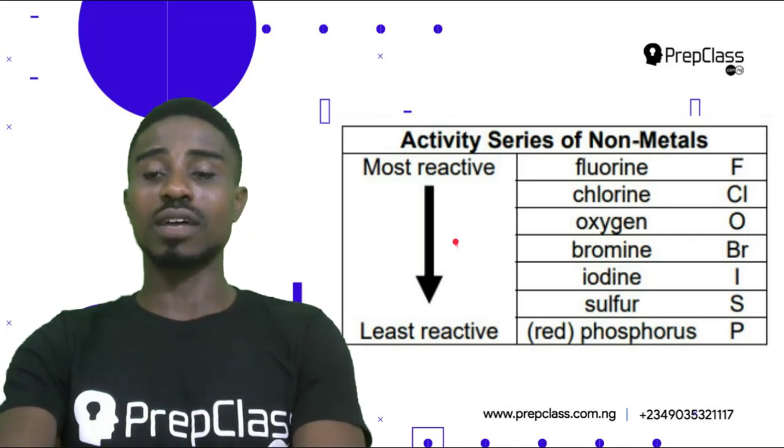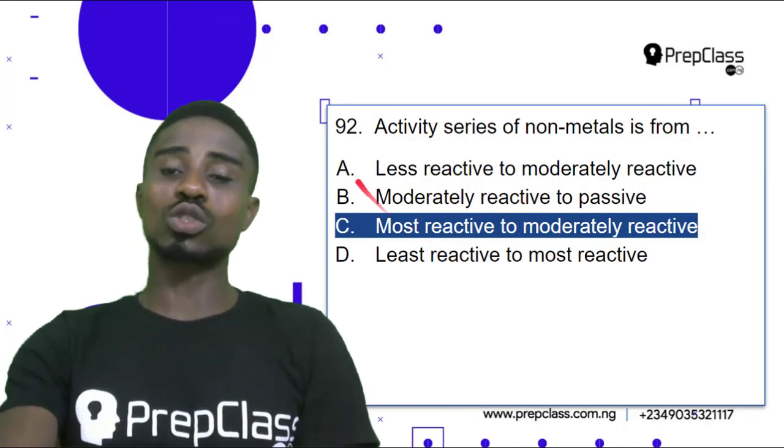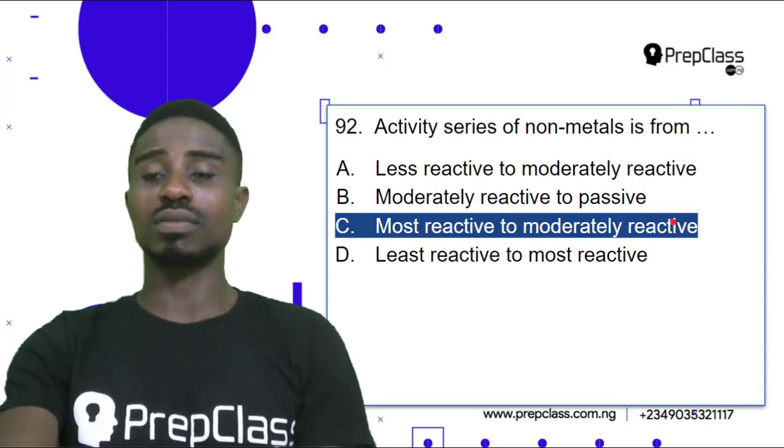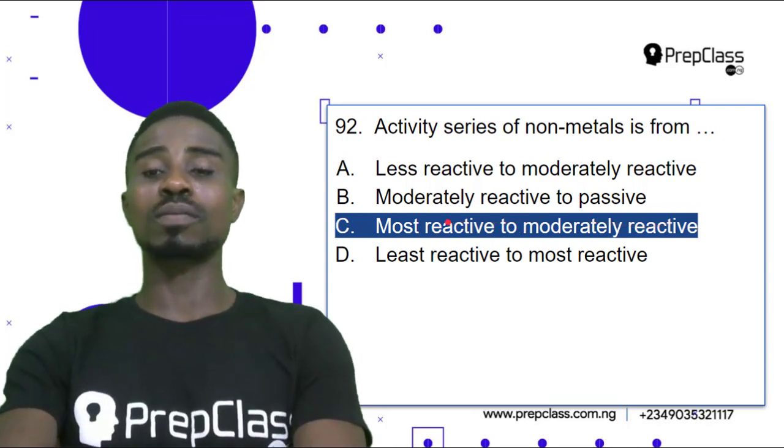Let's check out our correct answer. Question 92, option C, most reactive to moderately reactive. So this is basically the closest to our explanation. Question 92, option C, most reactive to moderately reactive. All right, let's look at the next question.